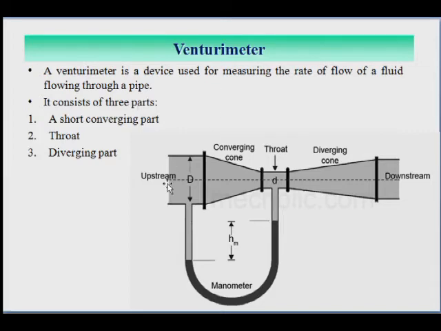In the figure you can see this is a venturimeter, and this venturimeter consists of three parts. First one is a converging part. Then next to it is a rod. And third is a diverging part. This is the converging part, then the rod, and then this is the diverging part. So the venturimeter is made up of these three parts.